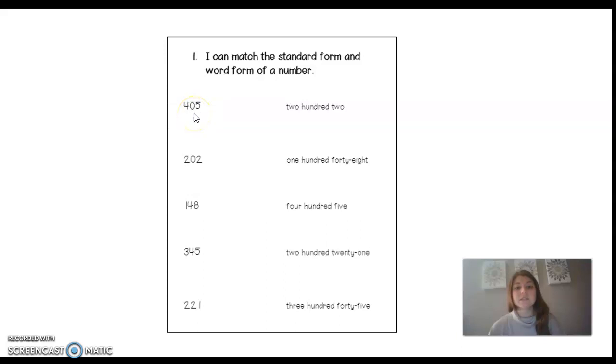Let's start with the first one in standard form. 405. There's no tens, so it's 405. I'm going to look at the word form numbers to see which reads 405. Well, I see this number, 405. It's the only word form with the 400. And it says 405. So it's the same number. So I'm going to draw a line to connect them. I'm matching the standard form with the word form.